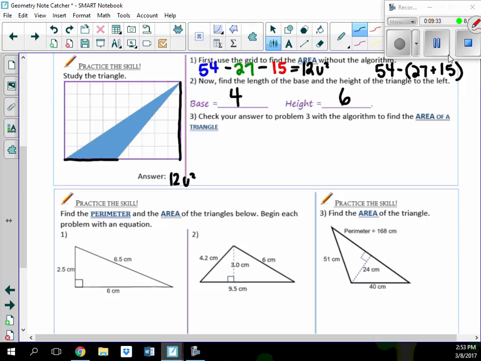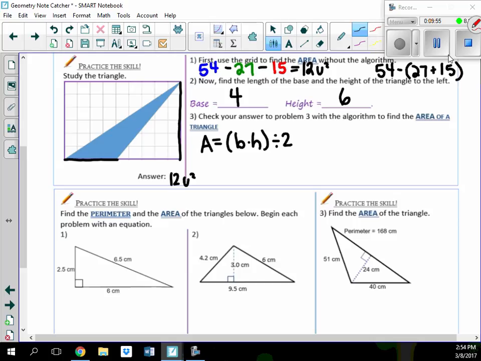All right. Isaac, will you help me use the algorithm to find the area of this triangle? Sure. Okay. So A equals base times height divided by 2. Okay, help me fill that in.